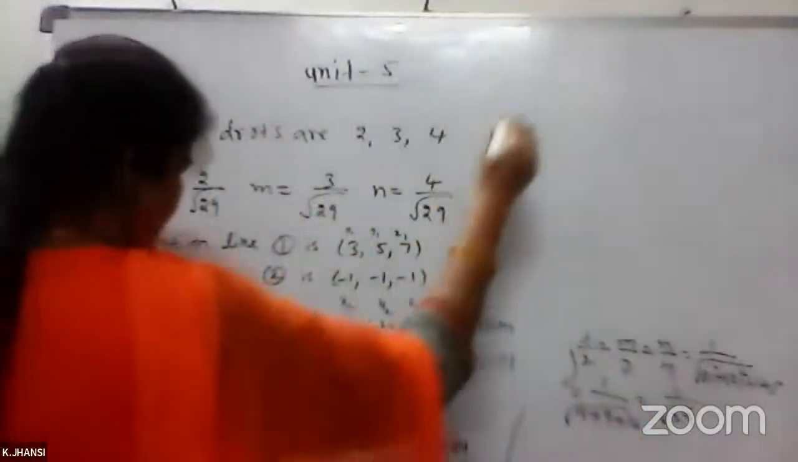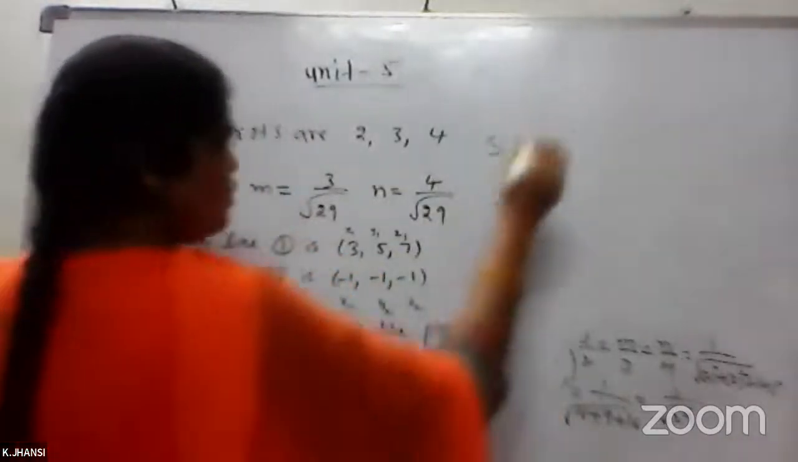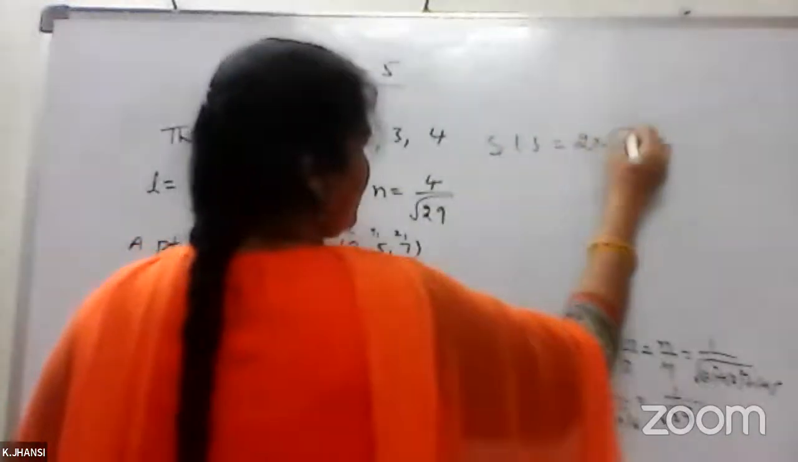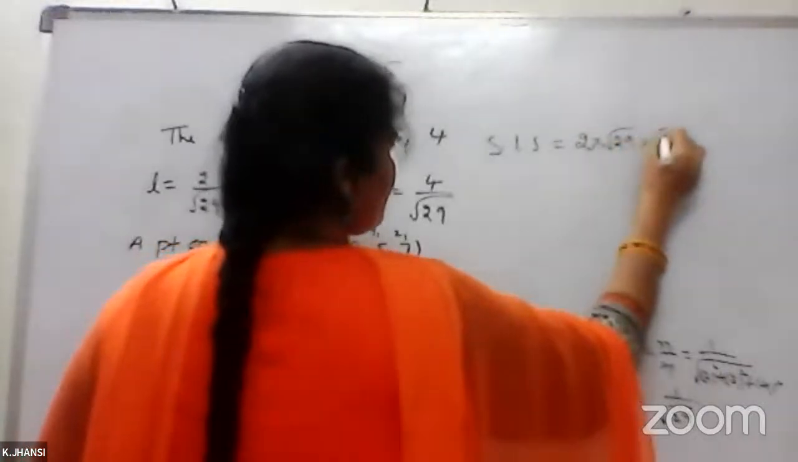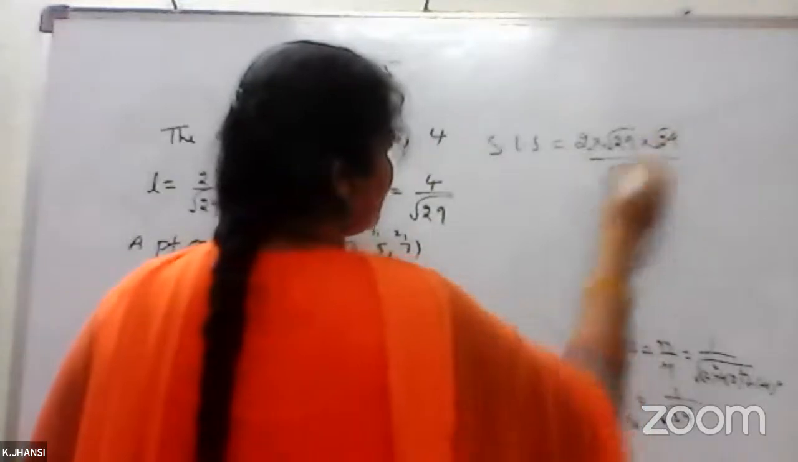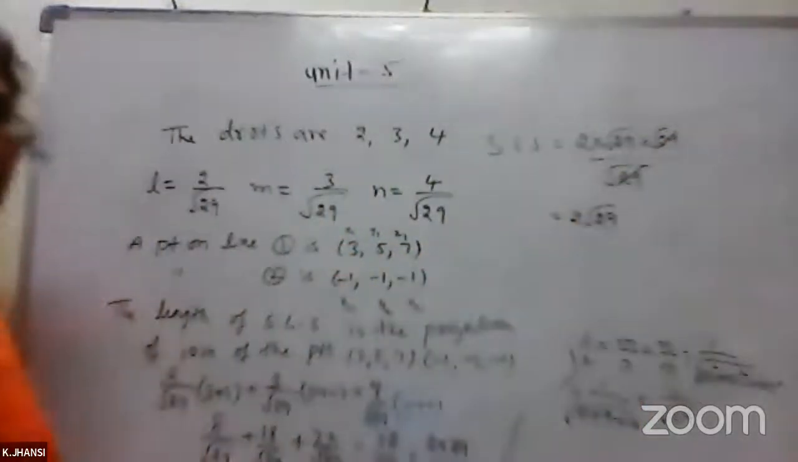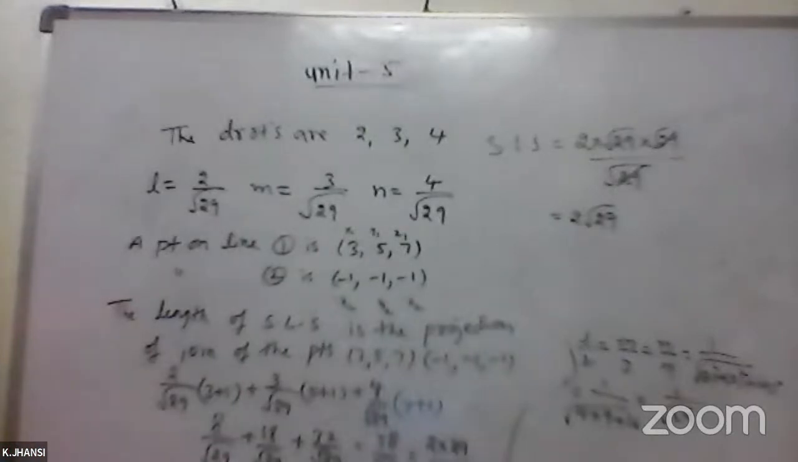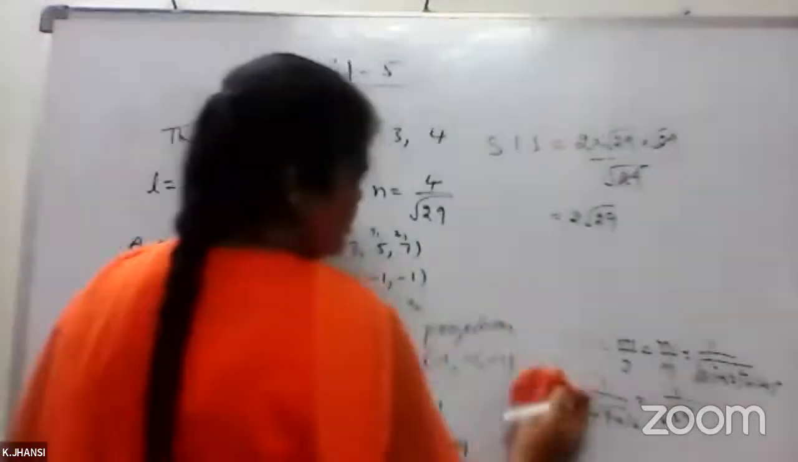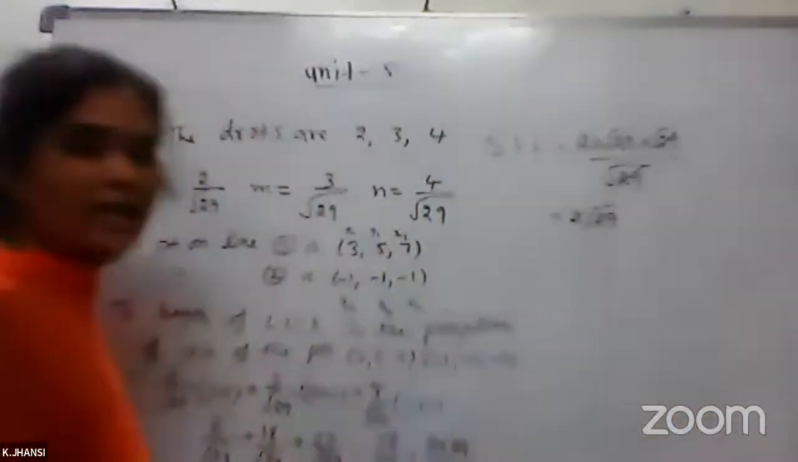So your last part, the shortest line segment is equal to this 2 into root 29. We can write it as root 29 into 29 by 29, so these both will get cancelled. It is 2 root 29. The shortest line segment is 2 root 29. So now this is the shortest distance, and we have to find only the equations.